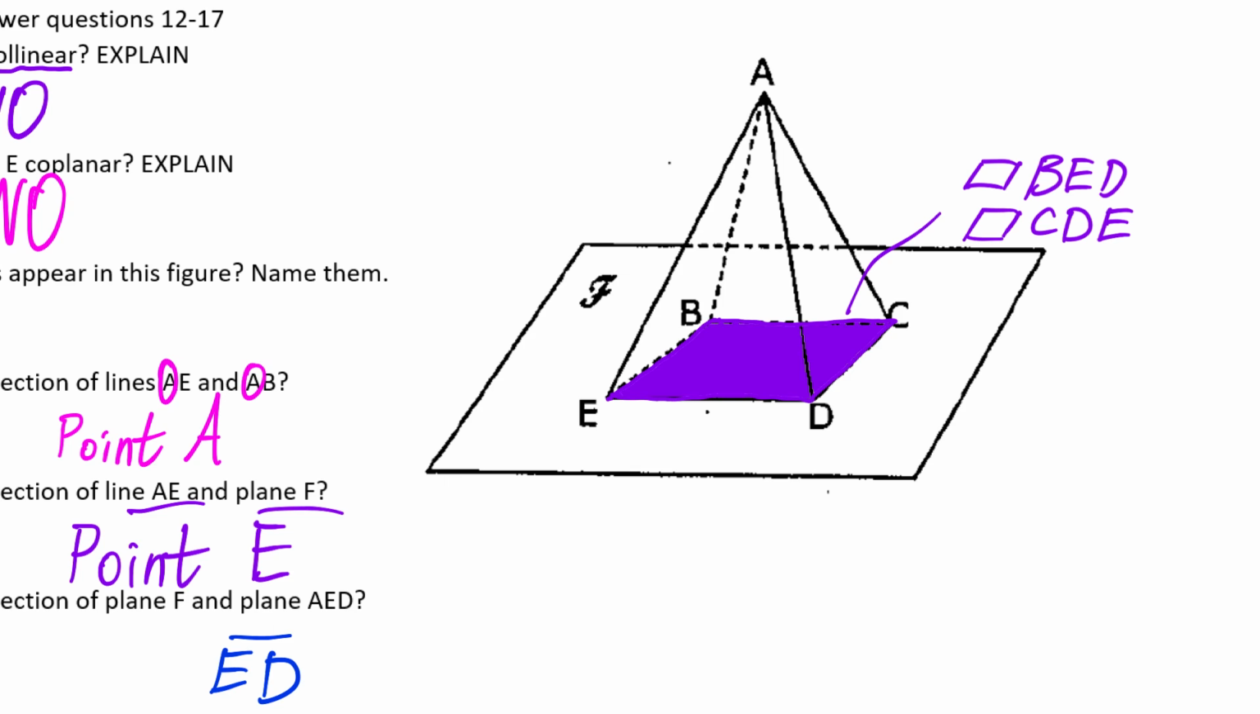So remember, what we're doing there is we're choosing 3 of those points. That's how we're naming that plane, is choosing 3 points. And it can be any 3 points on there as long as they're not on the same line. If they're on the same line, then you're just naming a line at that point. You're not naming a plane.